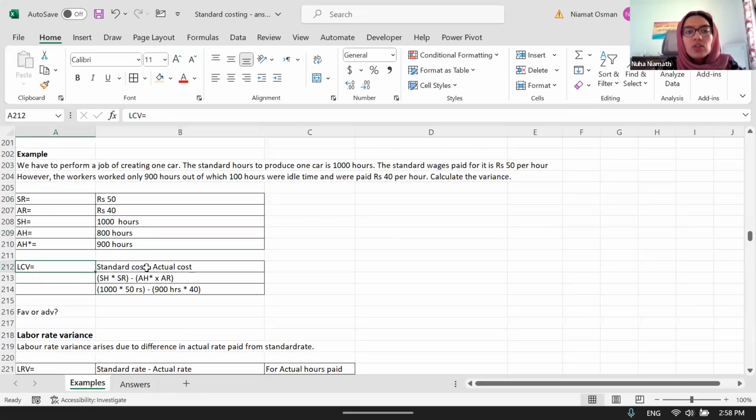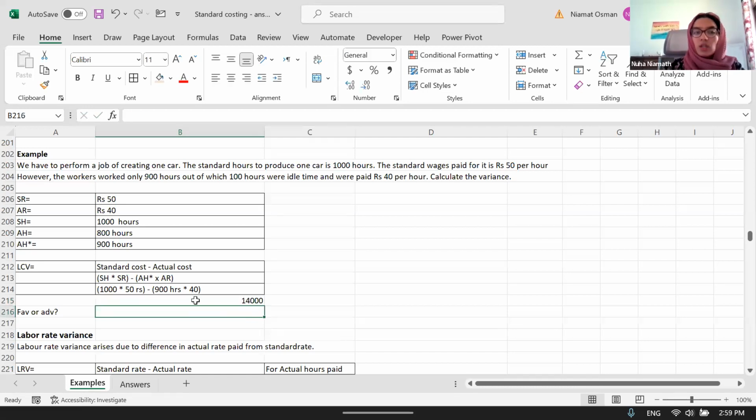So cost variance is standard cost minus actual cost. Standard cost is SH into SR. Actual cost is AH star into AR. 1000 into 50 minus 900 into 40. What does that give us? 50,000 minus 36,000. That gives me 14,000. So clearly our actual is lesser. So this is definitely a favorable situation for us. All clear here? Any doubts? Is everybody following?